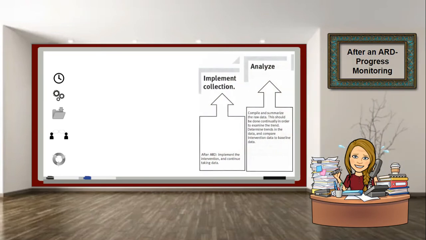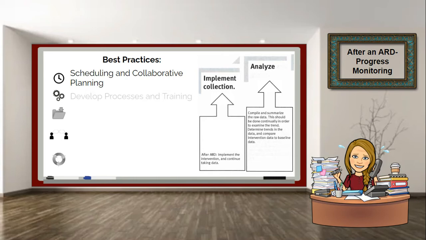In order to complete the key components of progress monitoring, you must implement the collection and continuously analyze the data. We have compiled the best practices in order to be successful. In order to implement the collection of data to monitor the IEP goals and objectives, you should create specific schedules and plan collaboratively as best you can.